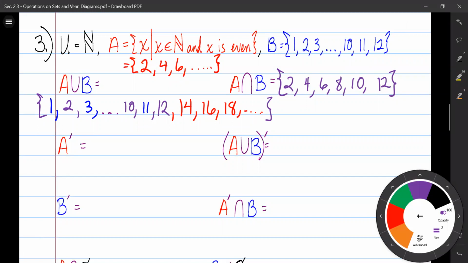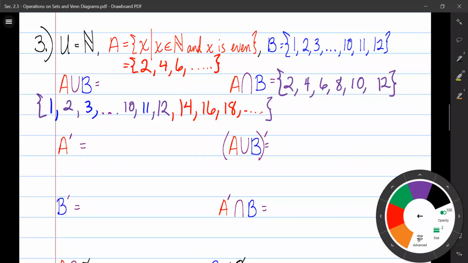So the complement of A. Before you can ever define the complement of a set, you have to know what the universal set is. So we know the universal set is natural numbers. So the complement of A is everything from the universal set that's not in A. So in this case, that would basically be odd numbers.